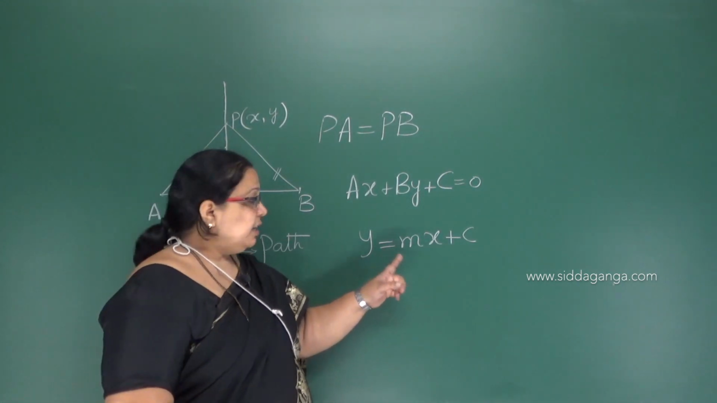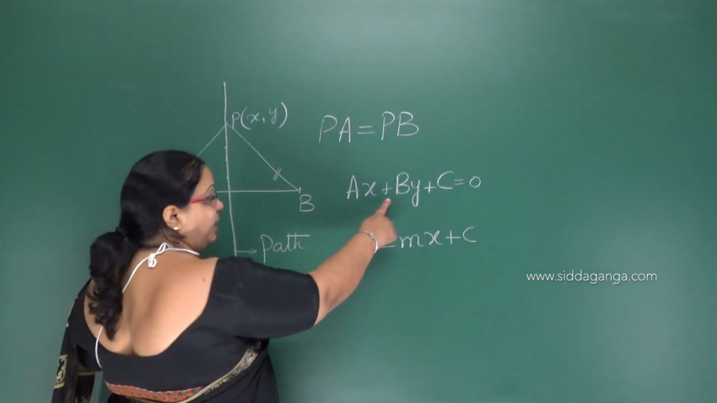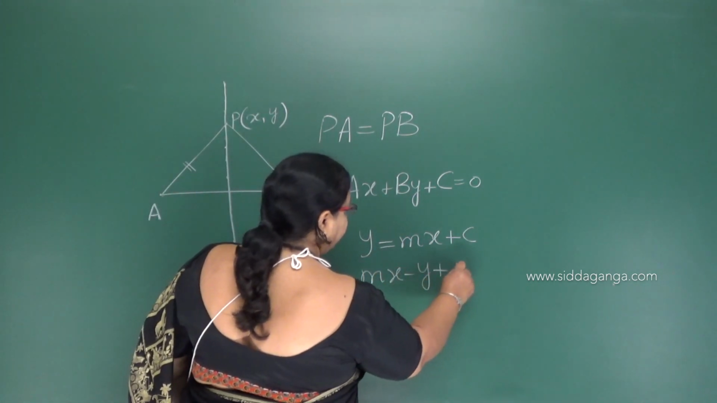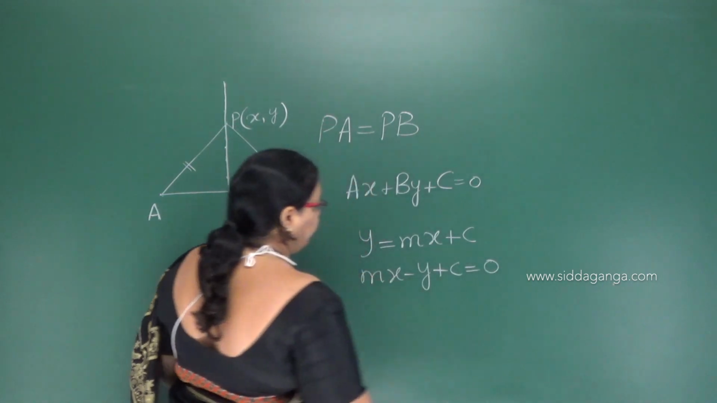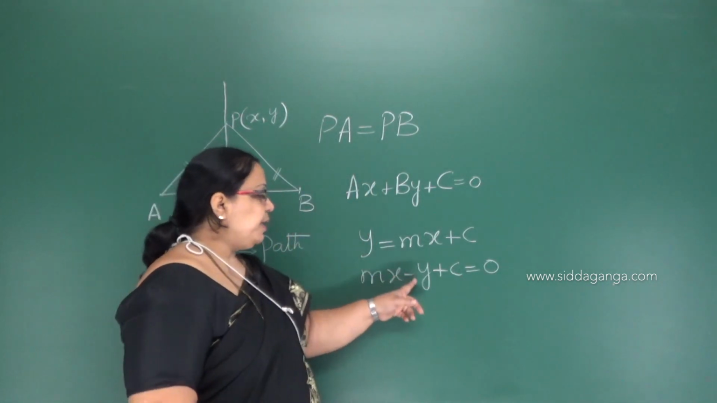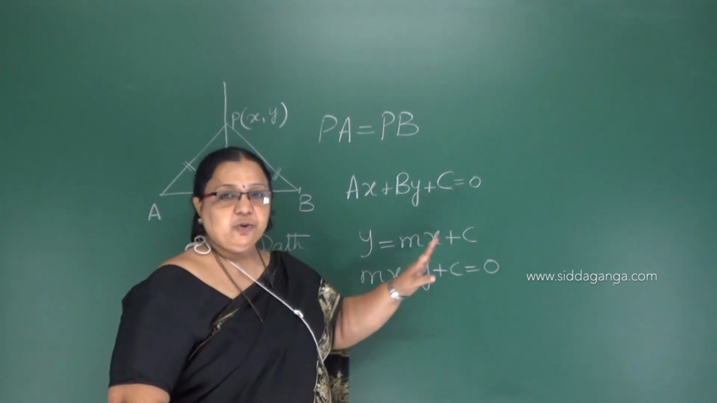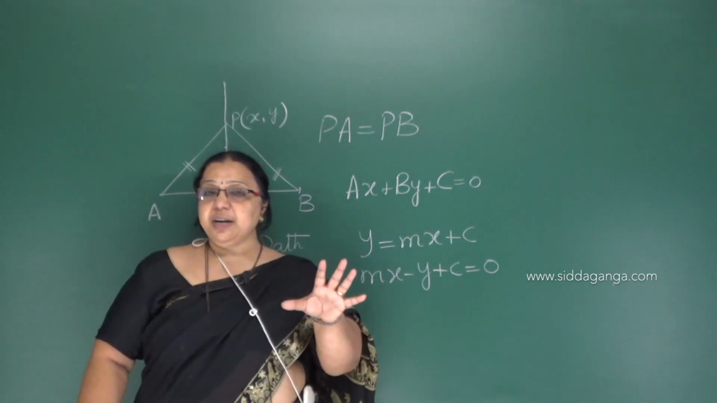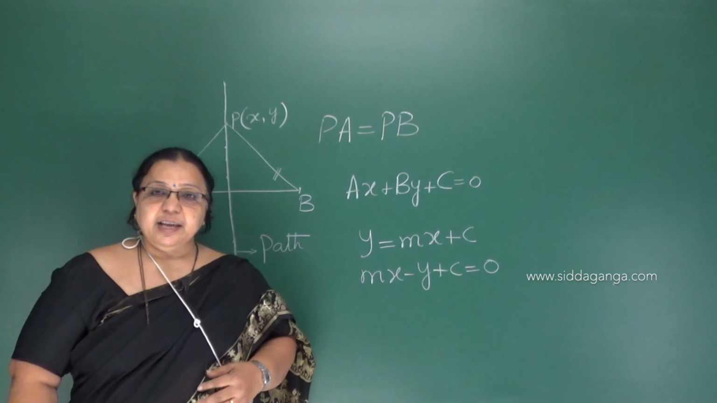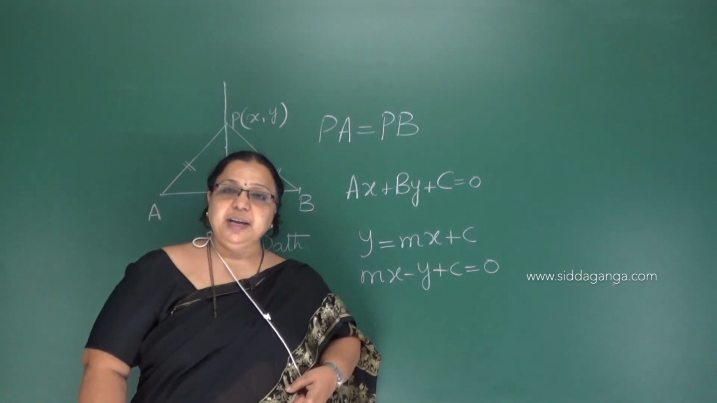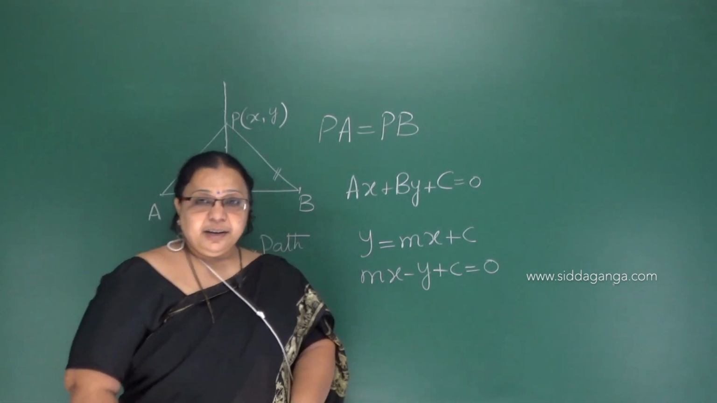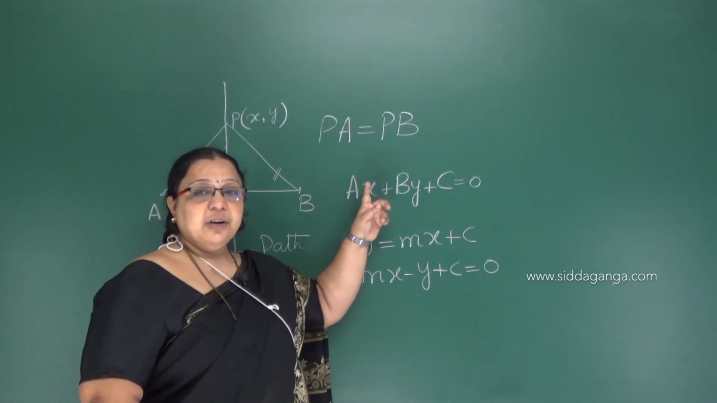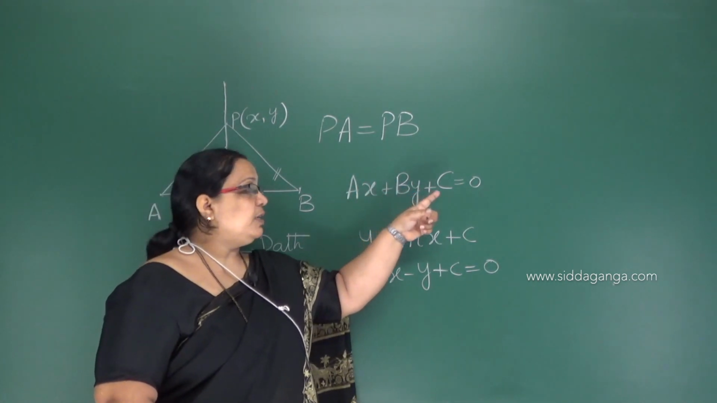Now this can be written in this form, that is mx minus y plus c equal to 0. See, ax plus by plus c equal to 0, it has come to that form. So therefore all the different forms of straight lines, after simplification, are written in the form of ax plus by plus c equal to 0.